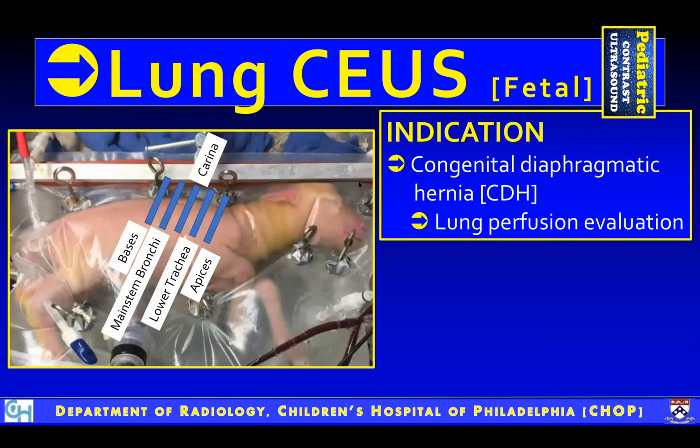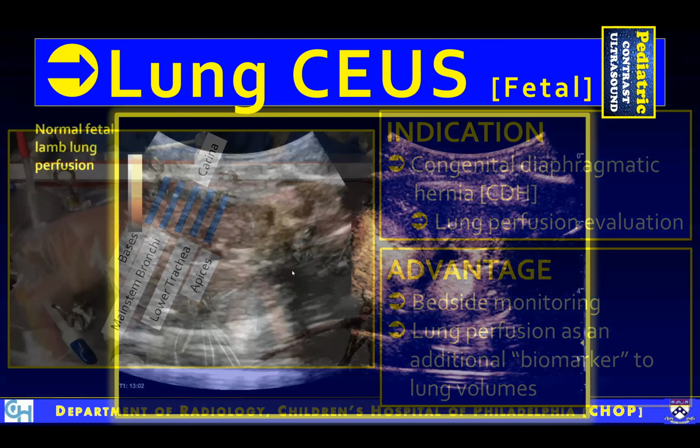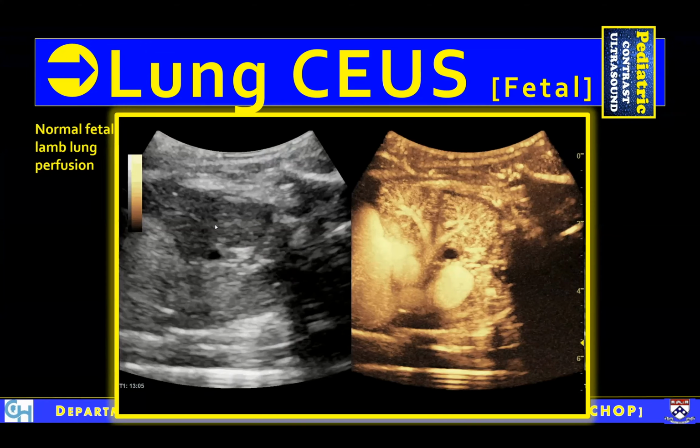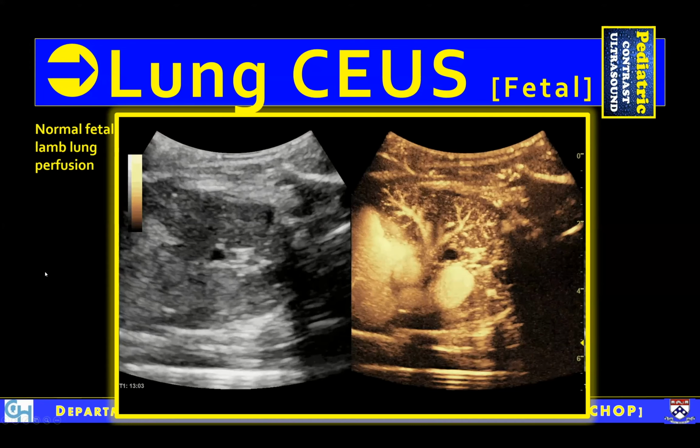The main indication is those with congenital diaphragmatic hernia, where they want to evaluate the lung perfusion. The advantage is, especially going forward with patients, it will be bedside monitoring, and to use lung perfusion as an additional biomarker to lung volumes. That's the only thing that's currently used to assess the degree of the diaphragmatic hernia and to make some prognosis. So here is an image of a normal fetal lung that you can see beautifully. The vessels, you can see the enhancement is very nice.